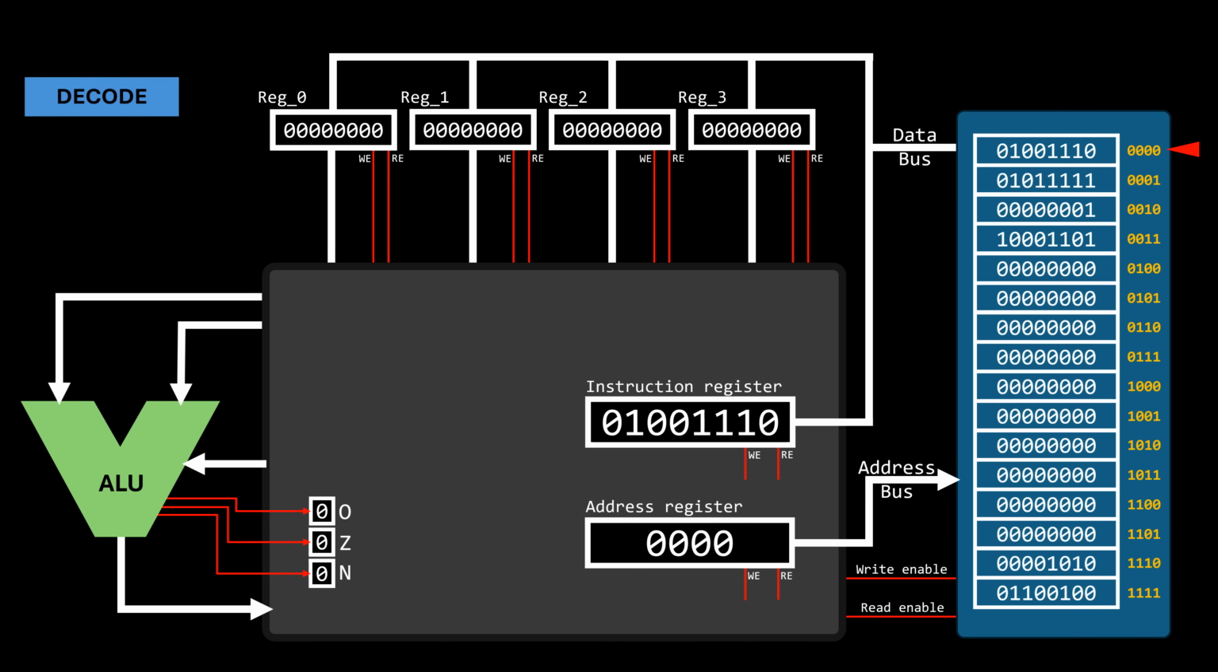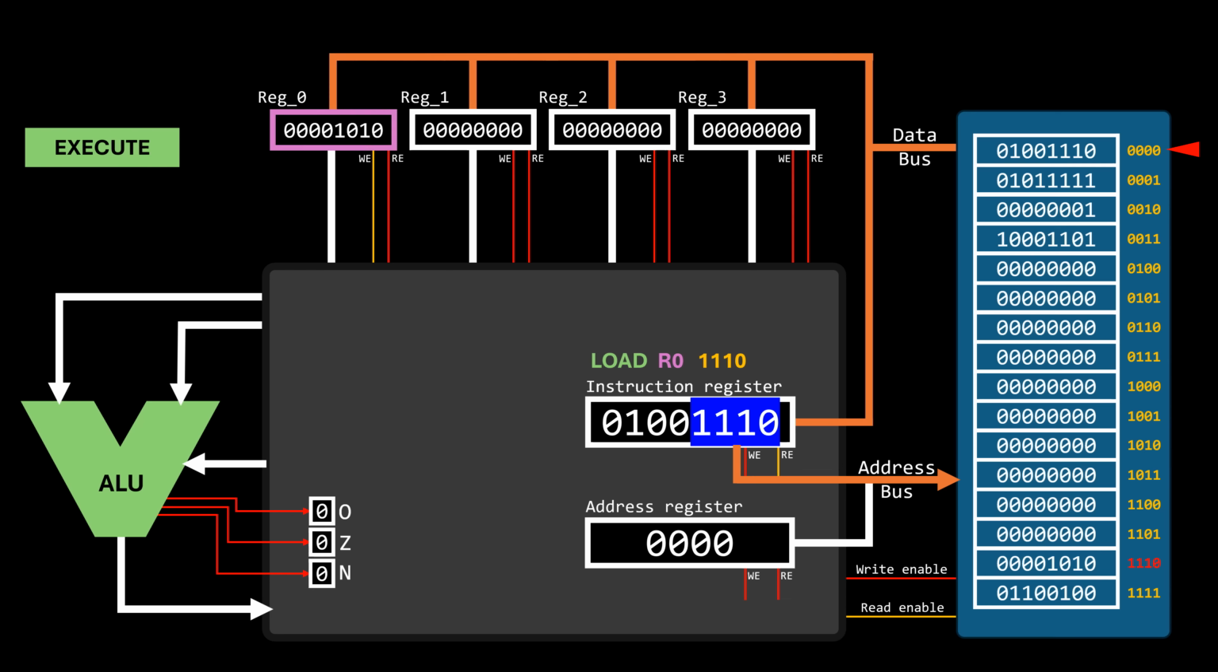Then comes the decode stage. The outputs of the instruction register are inputs for all the internal components of the control unit. In this step, the internal circuitry reads and interprets the bit sequence in the instruction register in order to send the necessary signals to all components needed to execute that specific instruction. And once everything is set up, the CPU can execute the instruction. In this example, copying the value from memory location 14 to register 0. This is known as the execute stage. And just like that, our CPU has run the first instruction of the program.